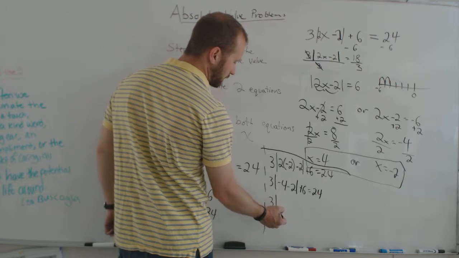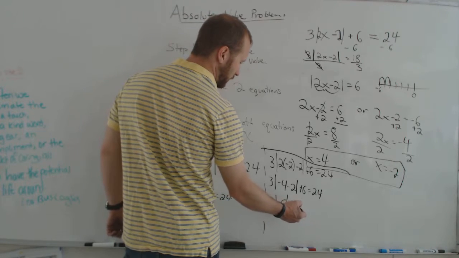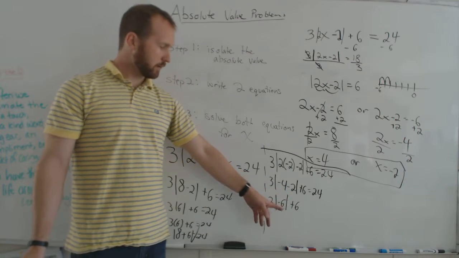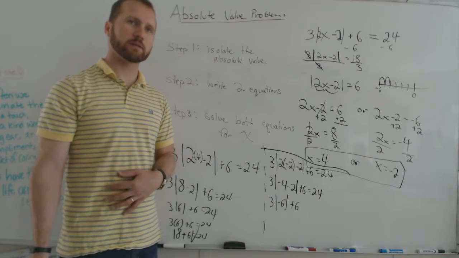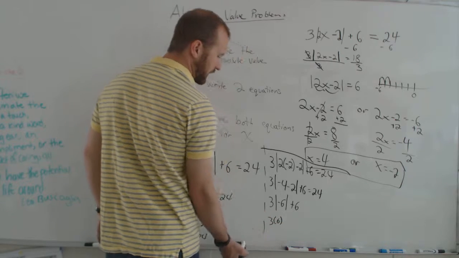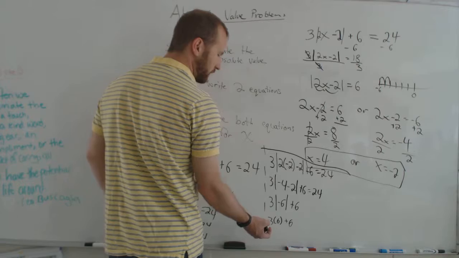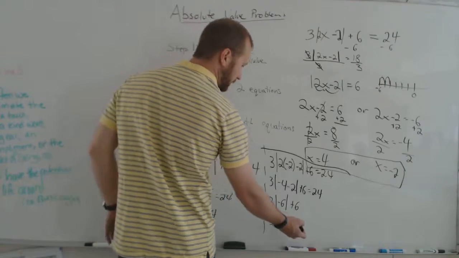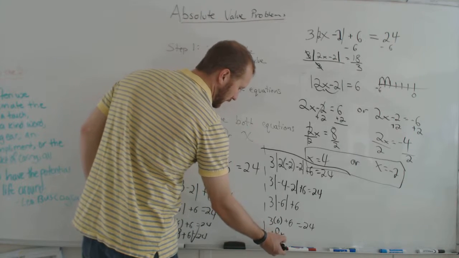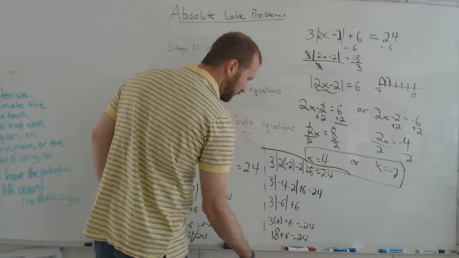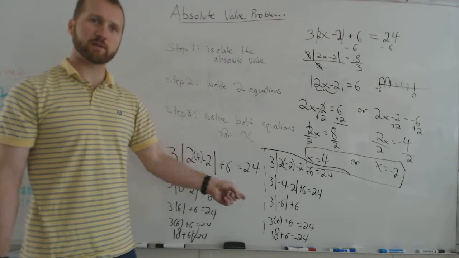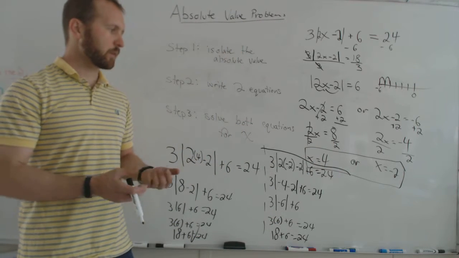So we have 3 times the absolute value of negative 6 plus 6. So I still have an absolute value. I can't really go on until I get rid of that. What is the absolute value of negative 6? Positive 6. Very good. So 3 times 6 plus 6. What do I do first? The 6 plus 6 or the 3 times 6? 3 times 6. Yeah, always PEMDAS, right? So 3 times 6 is 18. 18 plus 6 is 24. Is that true? Yes. So they both worked. Both of our solutions gave us a true equation. And we just checked our work.